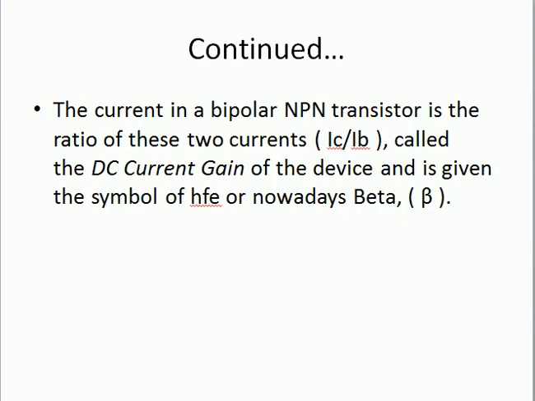So the current gain in a bipolar NPN transistor is the ratio of these two currents, IC over IB, which is known as the DC current gain of the device, and is given the symbol beta or HFE. HFE is basically small signal analysis, which is not included in your syllabus. So when we are discussing the DC current gain, it is known as beta, and here we are discussing the DC current gain, so we say it is beta. If we discuss the AC current gain, then we will use the term HFE.